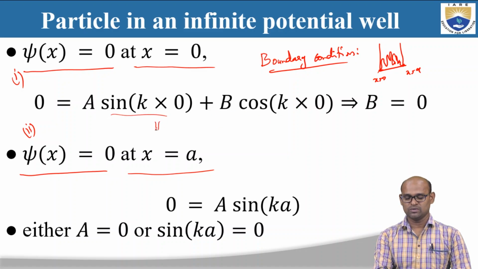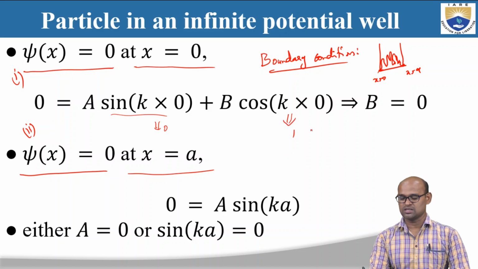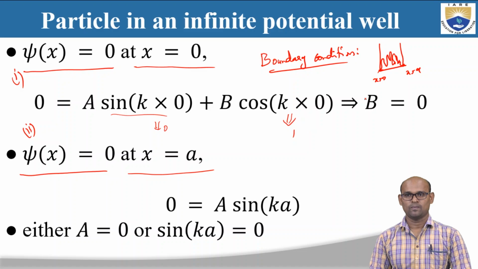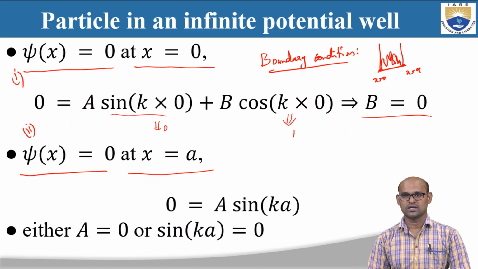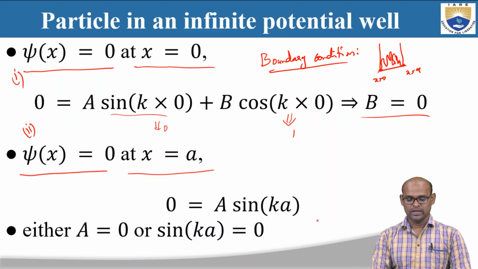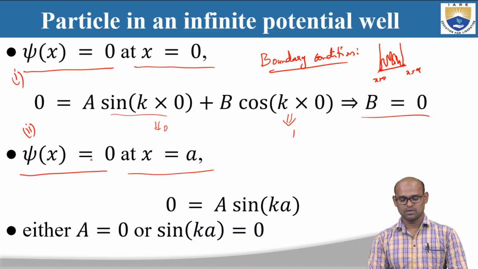So sin k is 0, cos 0 is 1, sin 0 is 0 and cos 0 is 1. So b is equal to 0. So we got one unknown constant. Okay, next we are going to substitute the second periodic boundary condition.